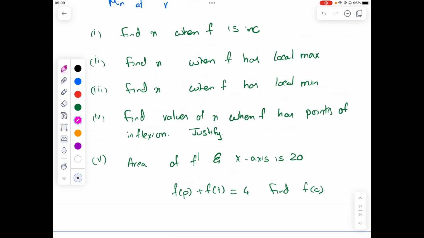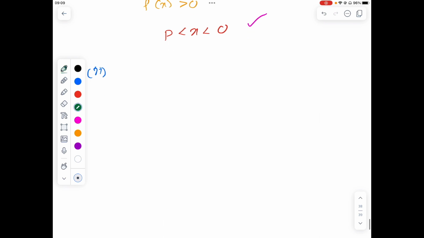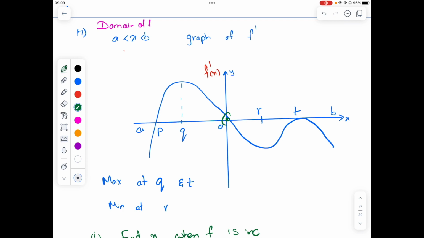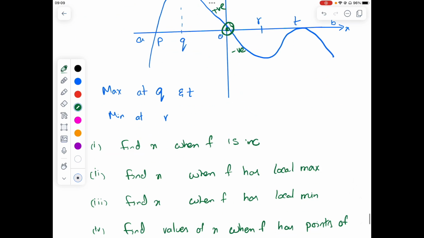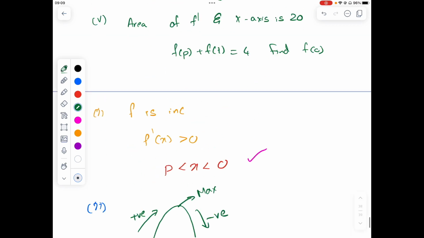Next one, what is being asked? Find x when f has a local maximum value. What is the meaning of maximum? The first derivative becomes from positive to negative. That point is going to be called the maximum point. Can we see that? Where is it happening? It is happening at the origin, because it is positive over here and negative over here. So therefore x equals 0. That is the second part.